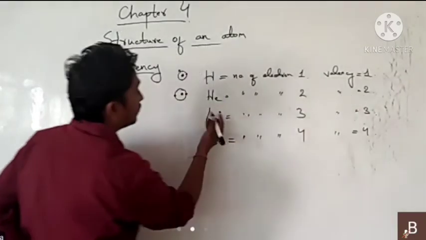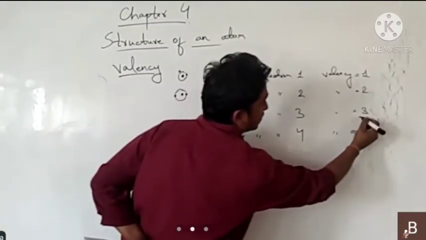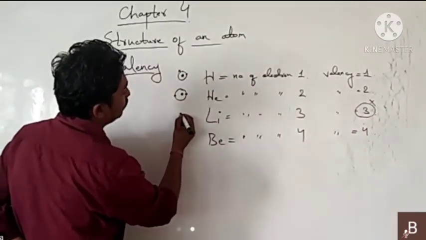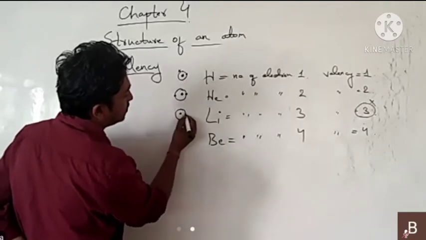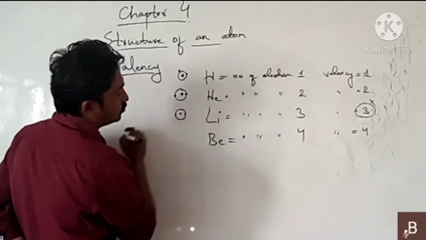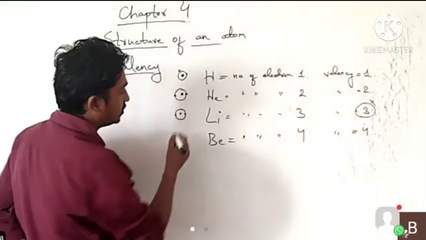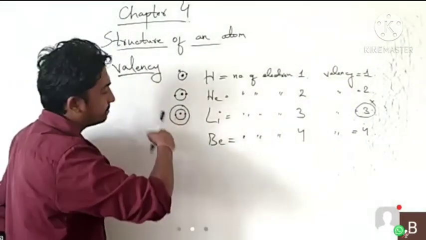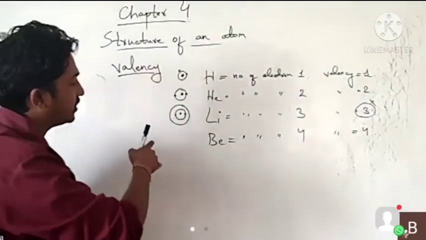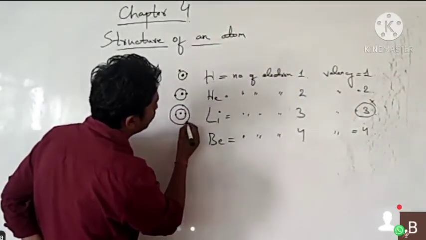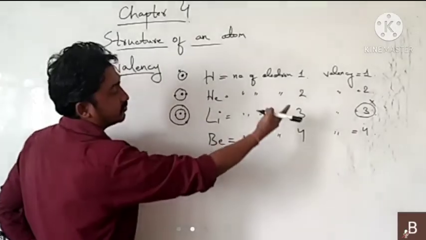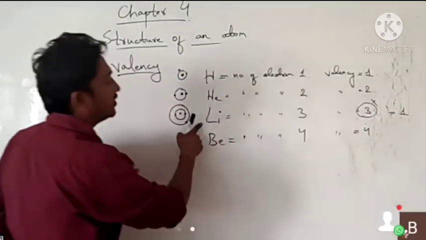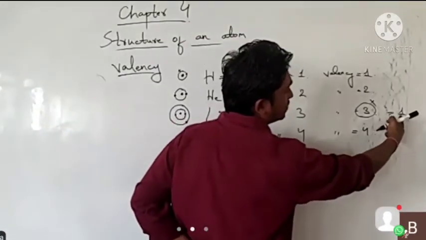But for lithium, we can't write 3. Why? Because first we have to fill the K cell, that means 1 and 2. For the remaining electron, we have to add 1 extra cell, that means the L cell, and 1, 2 and 3, we have to put 1 here. So the correct valency will be 1. Lithium has a valency 1.